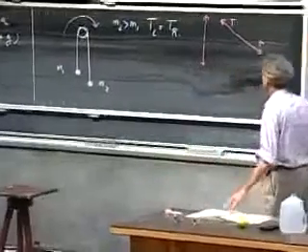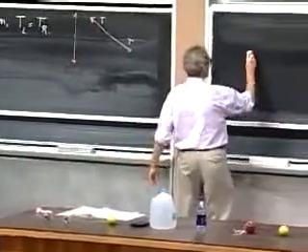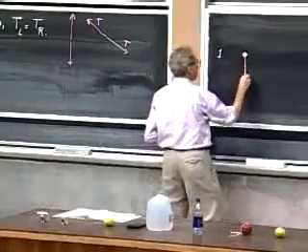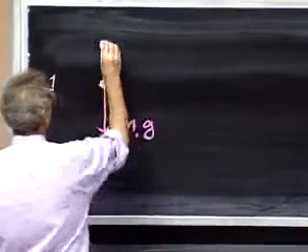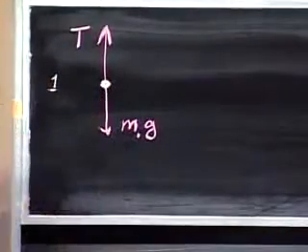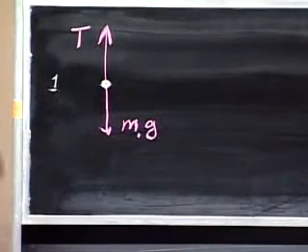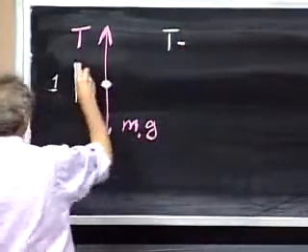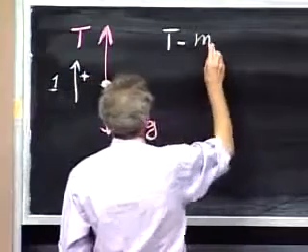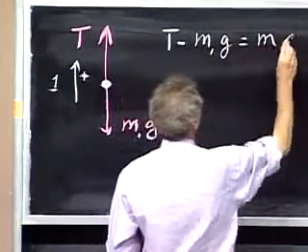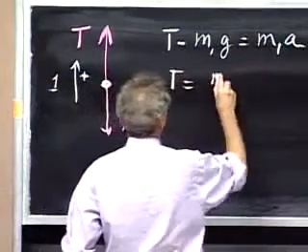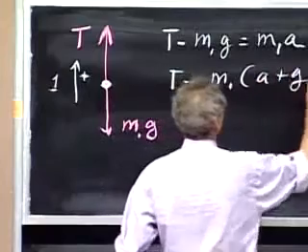I first isolate here object number 1. So this is my object number 1. I have gravity, m1g, and I have a tension T. Non-negotiable, T better be larger than m1g, otherwise it would never be accelerated up. And we know it will be accelerated up. So what do we get? We get T, I will call this plus direction, by the way, minus m1g equals m1 times a. So the tension equals m1 times (a plus g).